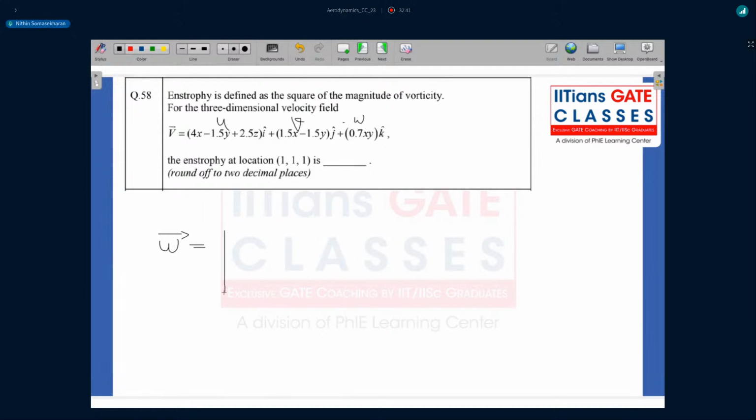Vorticity, all of you know, is nothing but del cross v. You take a cross product of the del operator with the velocity. And if I were to find the cross product, I would do it this way: i, j, k, dou by dou x, dou by dou y, and dou by dou z, and you have u, v, and w. The omega vector would look something like this.